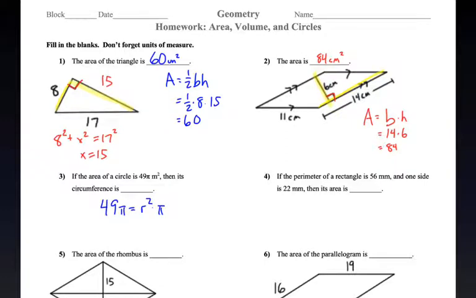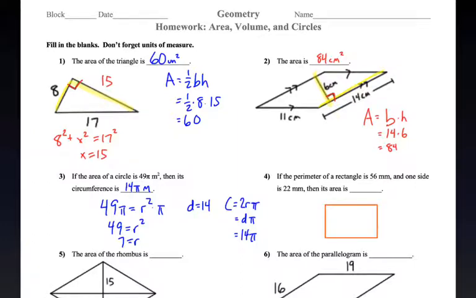If the area of a circle is 49 pi meters squared, then the radius squared is 49. So the radius has to be 7. The circumference is the diameter times pi, or double the radius times pi. So 14 pi meters is the circumference.